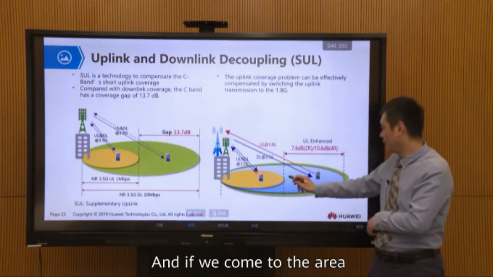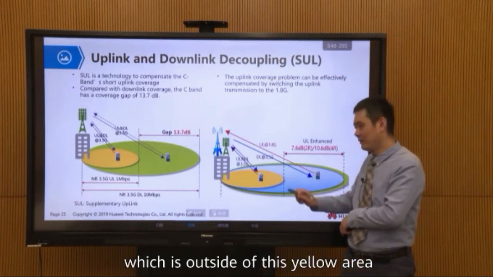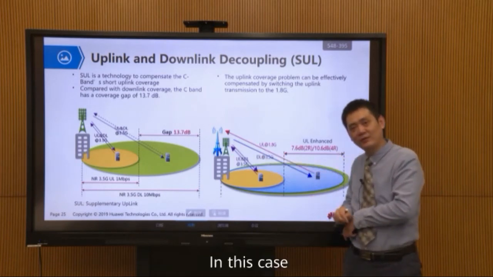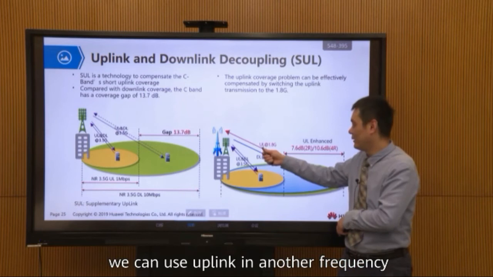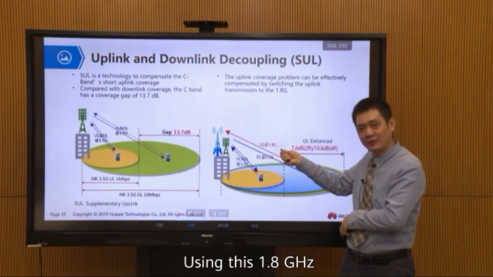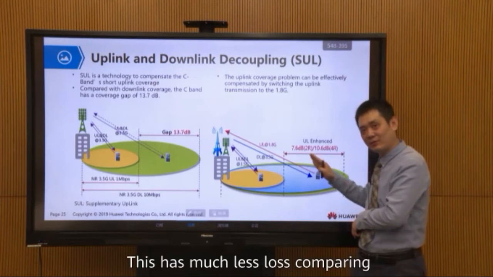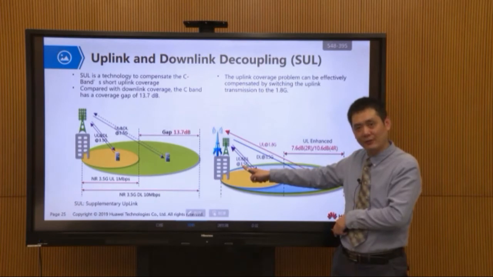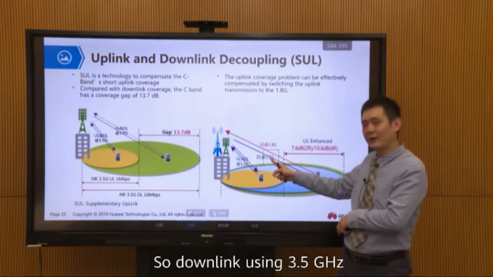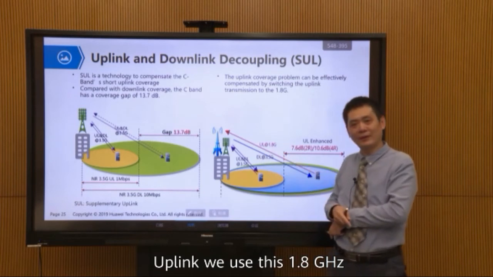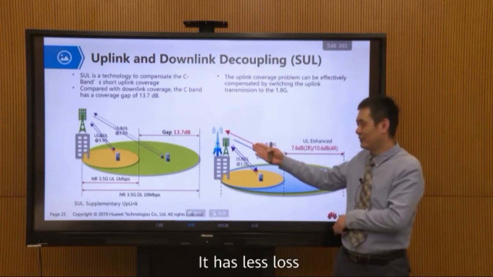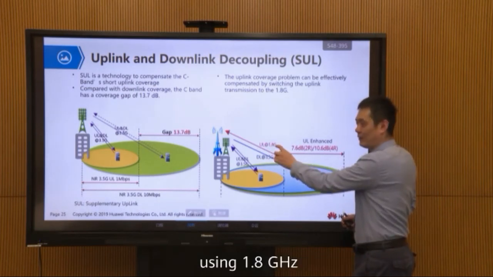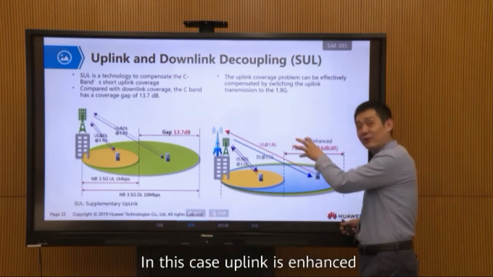And if we come to the area which is outside this yellow area, it means downlink is okay, but uplink is not reachable. In this case, we can use the uplink in another frequency, using this 1.8 gigahertz. This has much less loss comparing with this 3.5 gigahertz. So downlink using 3.5 gigahertz, uplink we use this 1.8 gigahertz. It has less loss. Then in the blue color, it will be the uplink coverage using 1.8 gigahertz. In this case, uplink is enhanced.